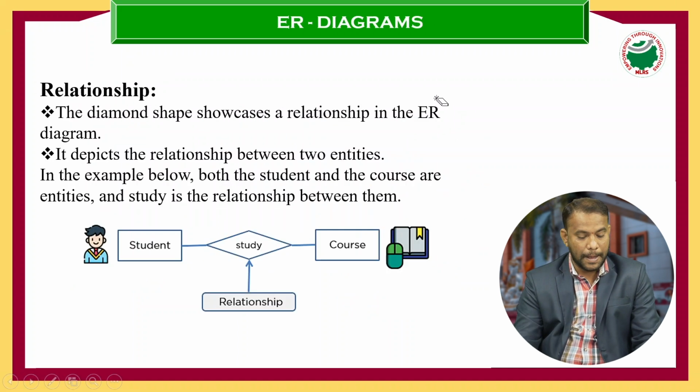Next, relationship. We have seen two components, that is entities and attributes, and the next component in the ER diagram is relationship.